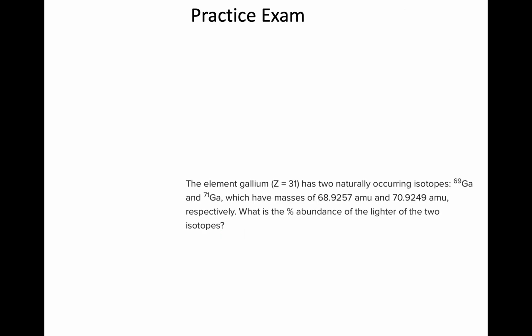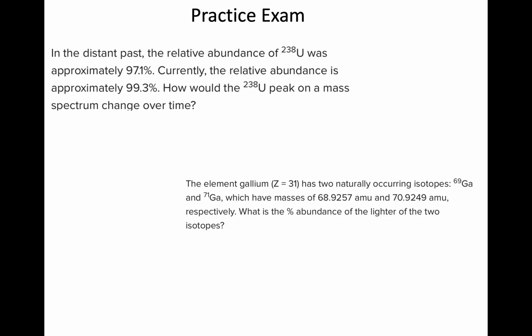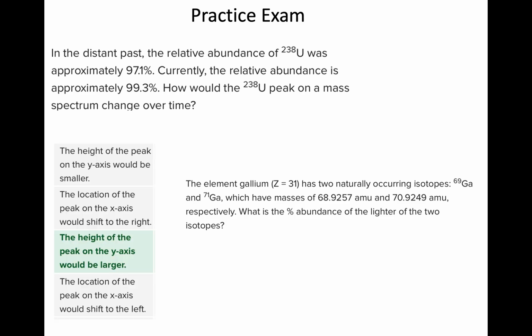On the practice exams, I noticed questions involving both of these. This is a question involving the calculation itself. This is a question more about the output of the mass spectrometer. It's talking about uranium-238 and what would happen if the relative abundance changed. And in that case, the height of the peak would change, but it would remain at the same position on the axis.